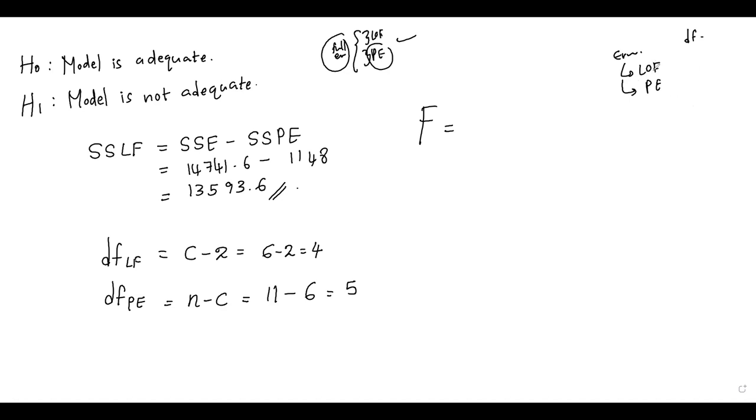So in lack of fit, what is the degrees of freedom? 4. In pure error, what is the degrees of freedom? 5. Right? In lack of fit, what is the sums of squares? This one, 1359.6. I'm sorry for the space. And for the pure error, what is the sums of squares? 1148. So how do you take the mean squares? This is the sums of squares. So how do you take the mean squares? This thing divided by this. This thing divided by this.